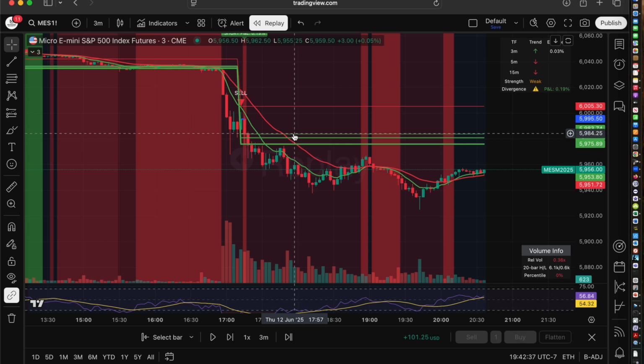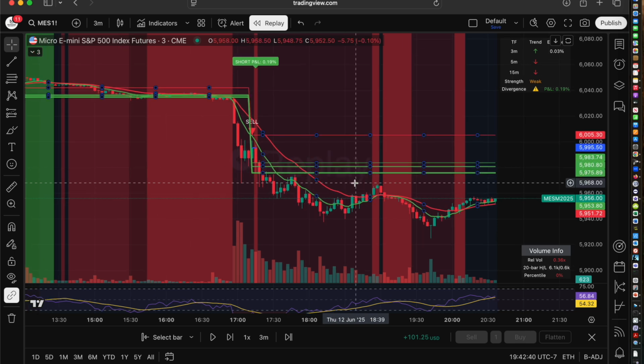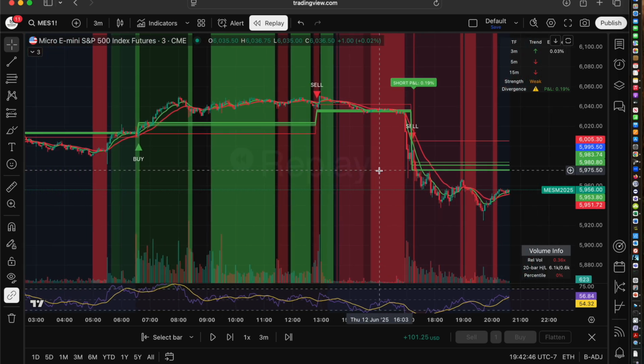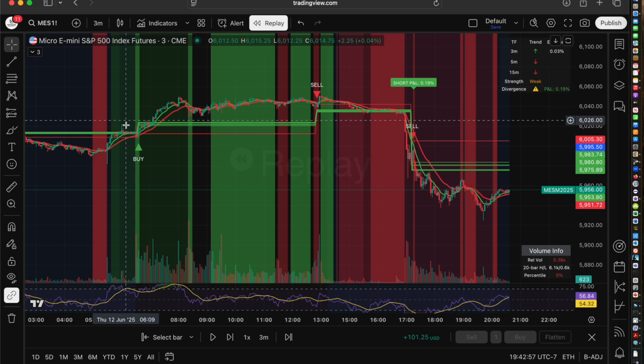All right. So now the second way of trading this is if we just use the changing background colors to indicate bullish and bearish trends. So let's see how we do. Let's hide our indicators.